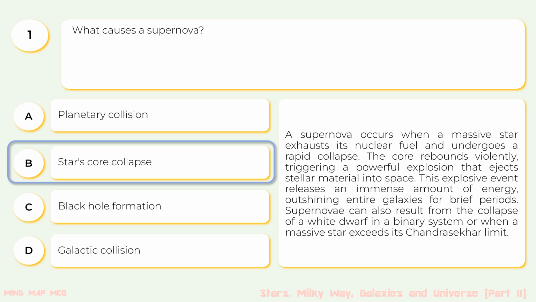The core rebounds violently, triggering a powerful explosion that ejects stellar material into space. This explosive event releases an immense amount of energy, outshining entire galaxies for brief periods. Supernovae can also result from the collapse of a white dwarf in a binary system or when a massive star exceeds its Chandrasekhar limit.